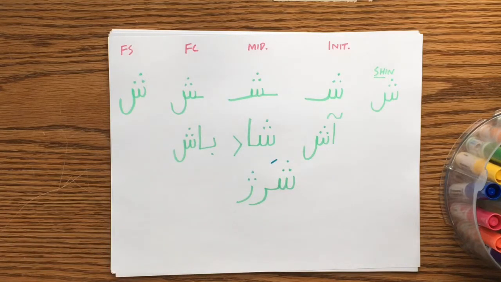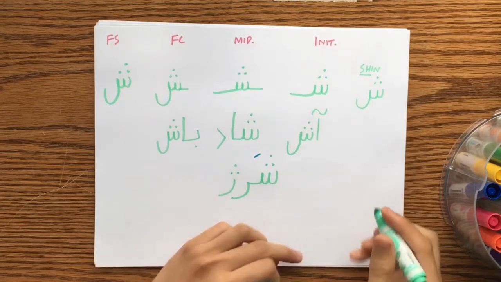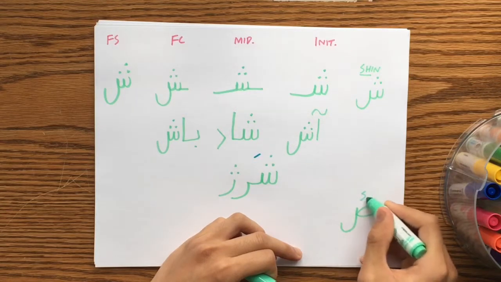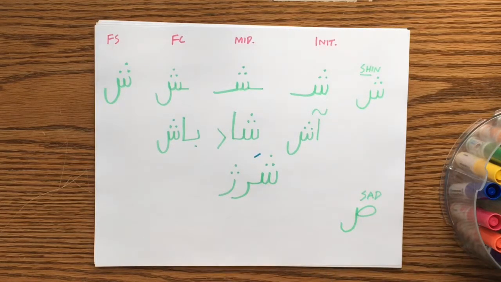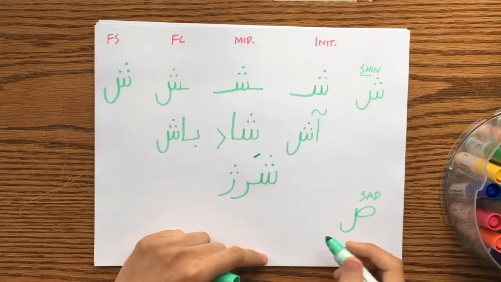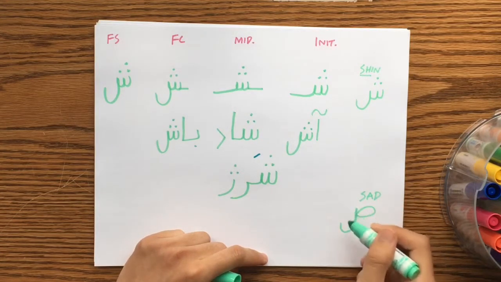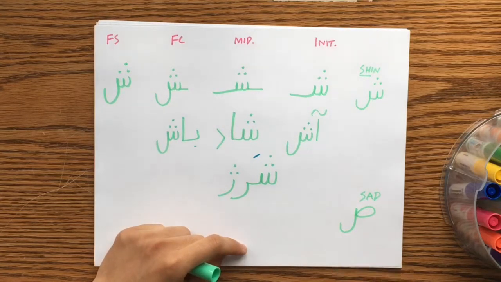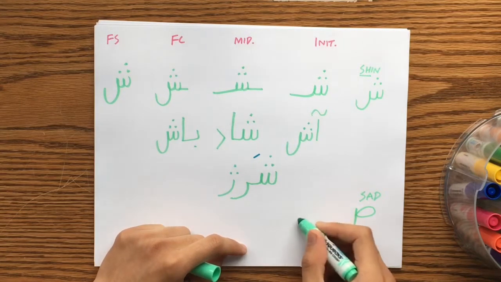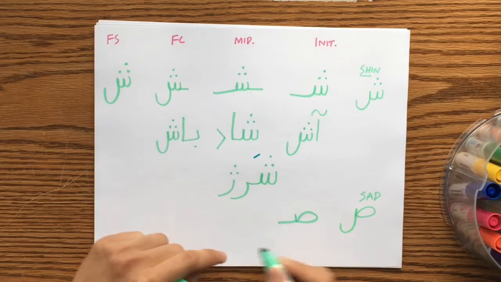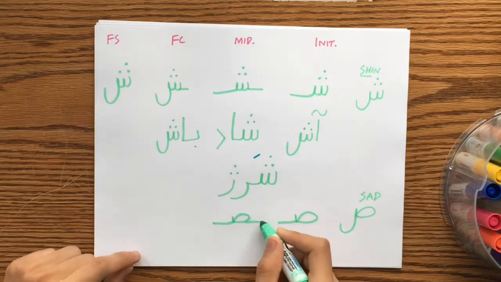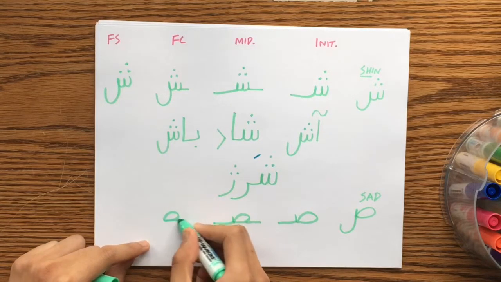Alright, so next we have sad. And sad, once again, also makes the S sound. And perhaps in Arabic, these would all be different versions of S, but in Farsi, they kind of lost the differences in the sound, so now they just make the same sound. So this one is a connector too. So you connect it from both the right and the left side.